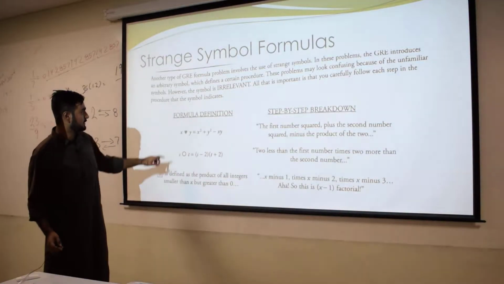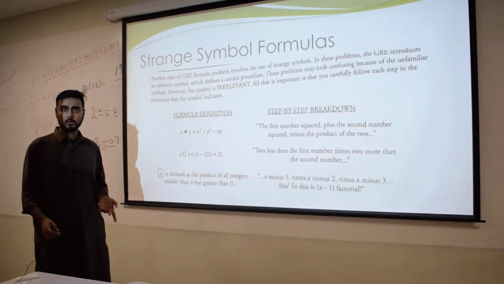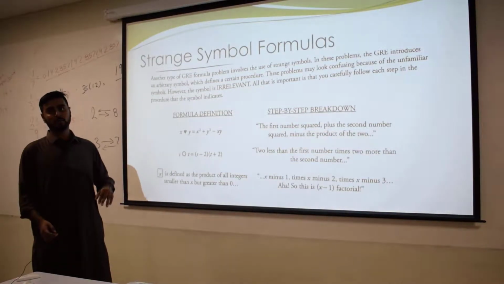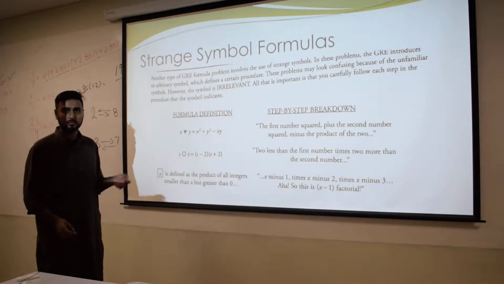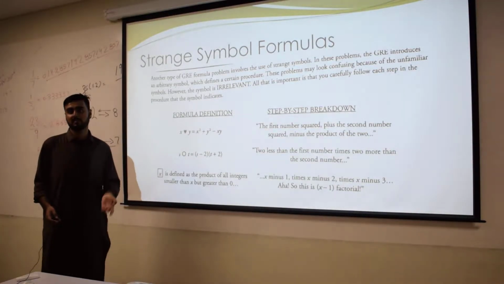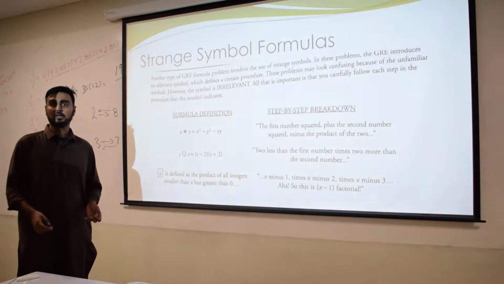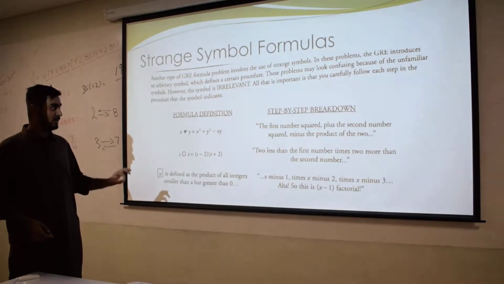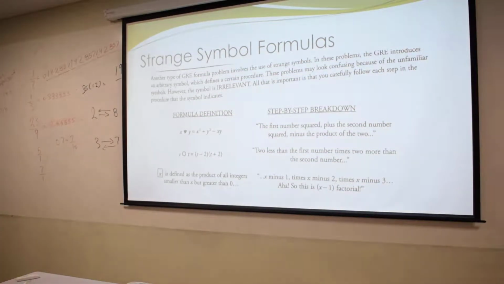So for example, 2 heart 3 means 2 square, 4, 3 square, 9. You add these two numbers, 4 plus 9, that's 13, and you subtract the product, 2 into 3, which is 6, so 13 minus 6, that's 7. So 2 heart 3 is 7. And that's how user defined formulas are. These are strange looking formulas. Whatever the formulas are, the definition of the formula will be given in the question. Okay, moving on.